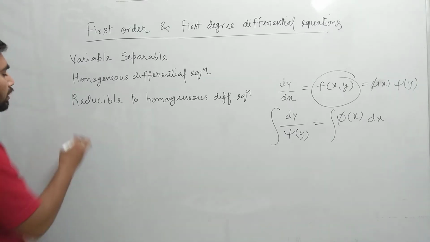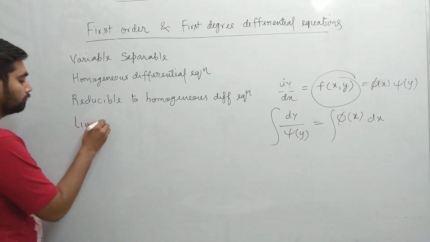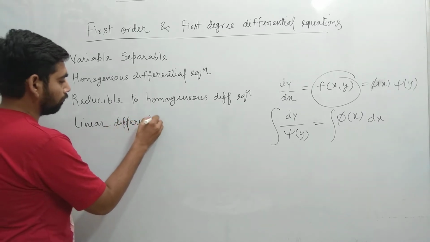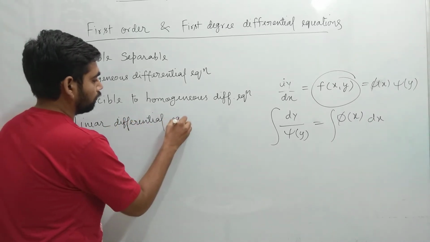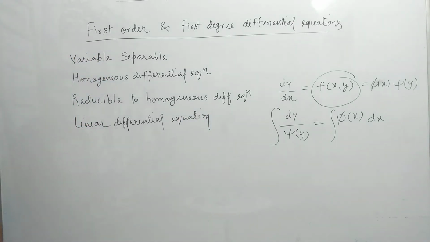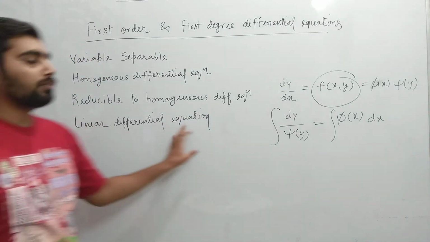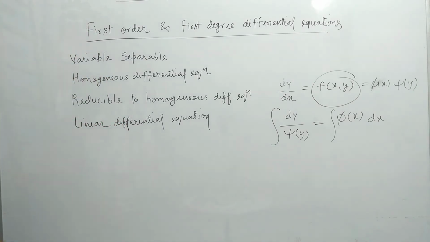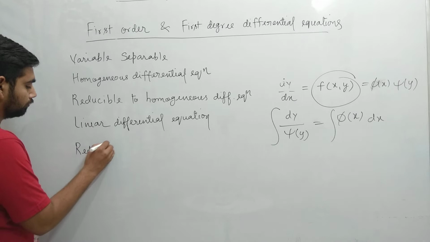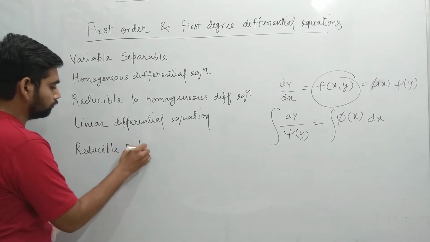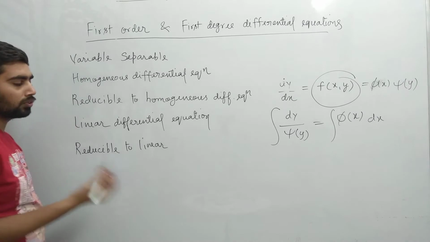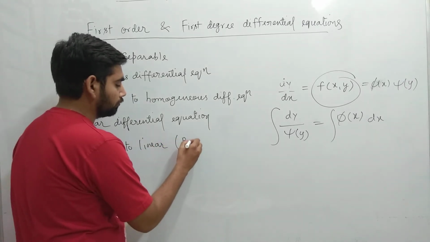The next one will be the linear differential equation. It is of a special form. We will discuss it later on. Next is reducible to linear, which is also known as the Bernoulli differential equation.